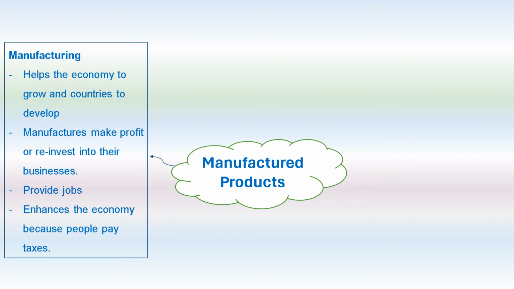Manufactured products basically help the economy to develop. Manufacturers hire other people, they provide jobs, and they take their profit and they reinvest it into their business. Now, the economy is enhanced through the taxes. The taxes come from the people that work for the manufacturer and also from the business itself.